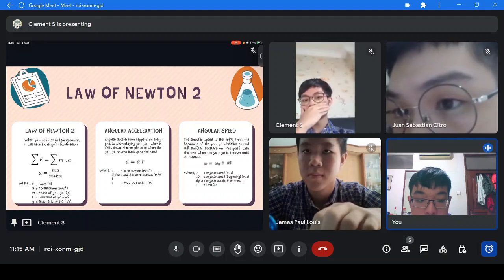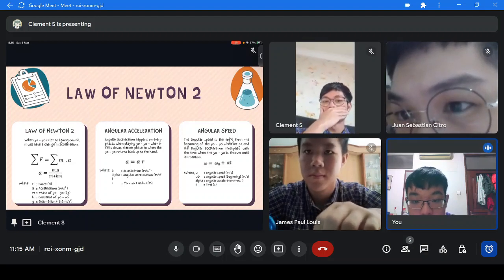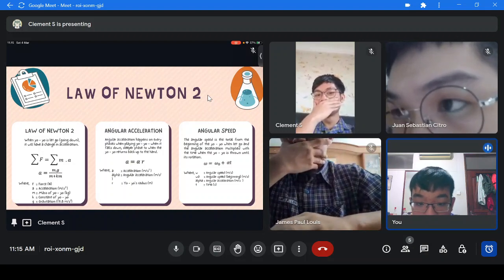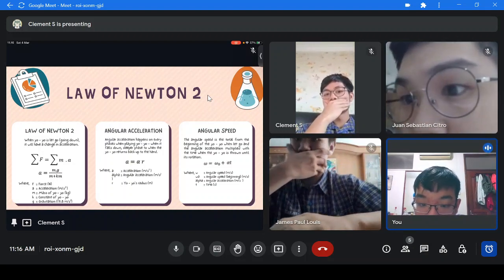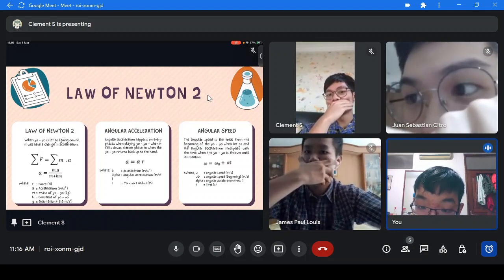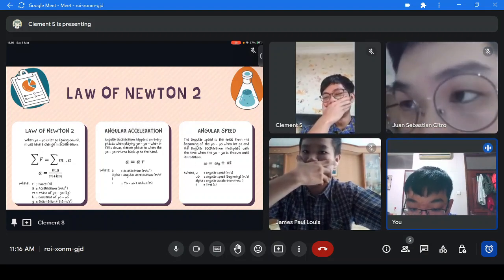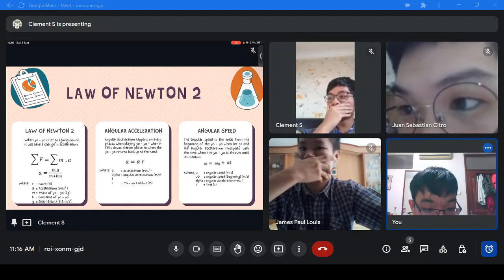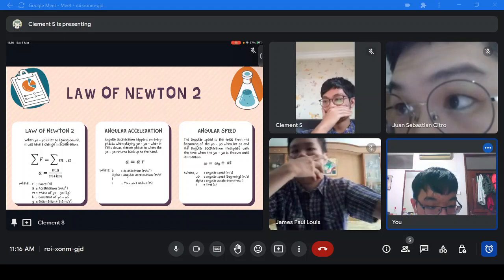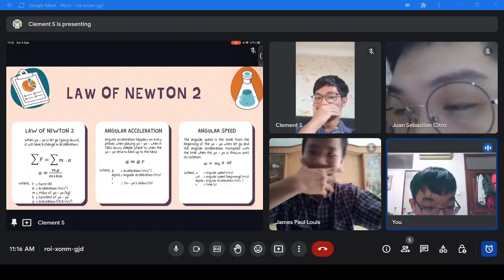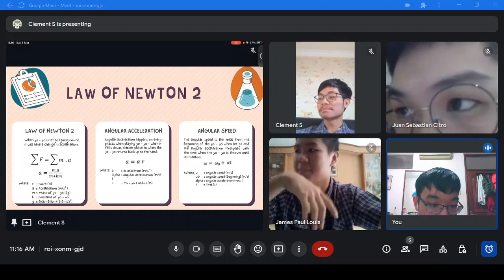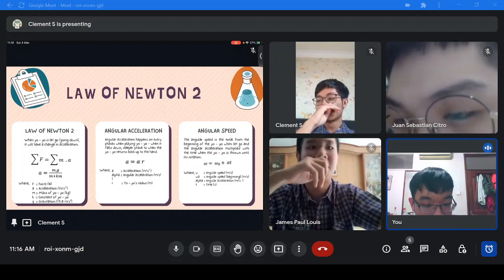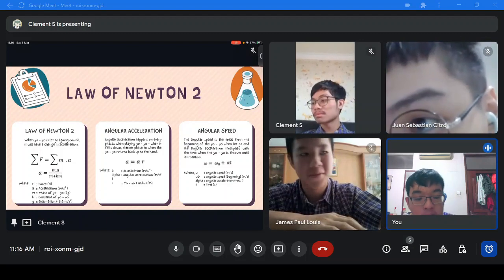The last one is the angular speed. The angular speed is the total from the beginning of the yo-yo when let go, and the angular acceleration multiplied with the time when the yo-yo is thrown until its rotation. So angular speed equals the beginning angular speed, and then we add it with the angular acceleration, or the alpha, multiplied by time.